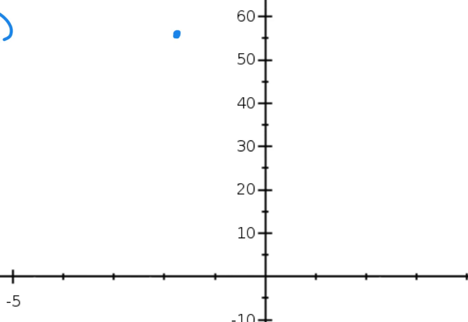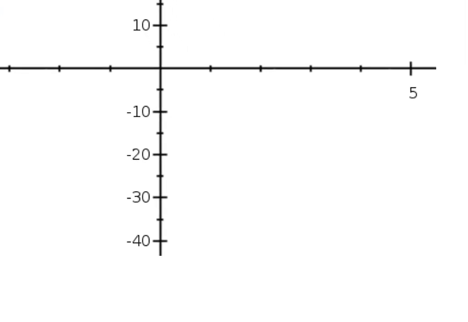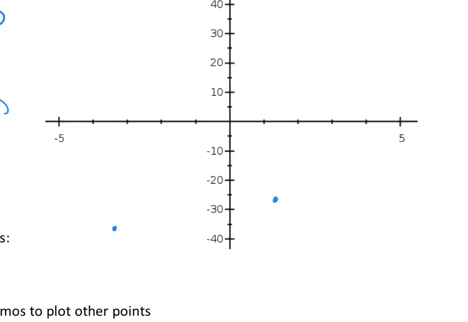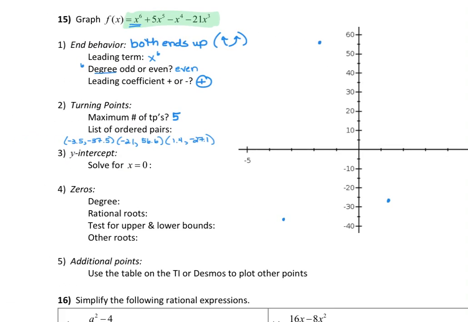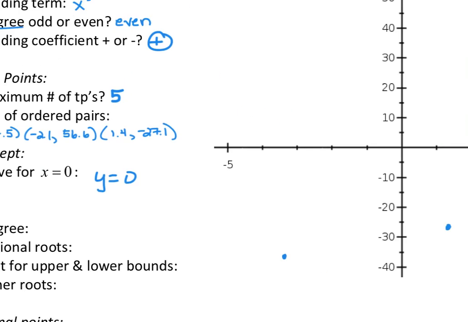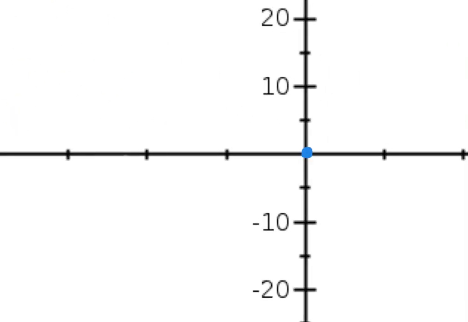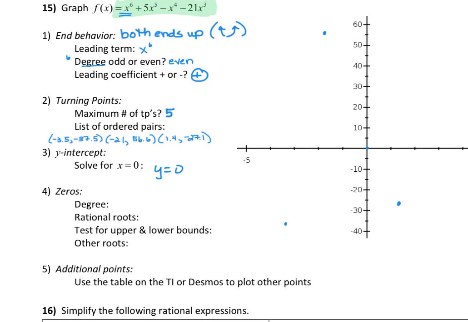And then the +1.4 and -27, +1.4, -27, so right about there. So my 3 turning points are there. My y-intercept is going to be 0. And so I'm going to draw that right now. So y-intercept at 0. That also means that there's an x-intercept at 0.